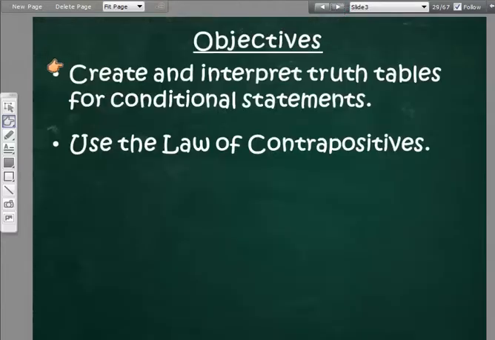And our objectives in lesson 2.04 are to create and interpret truth tables for conditional statements and use the law of contrapositives. And I will tell you that you will have to create a truth table on the Unit 2 Part 2 test, so be sure to study it and make sure you understand it.